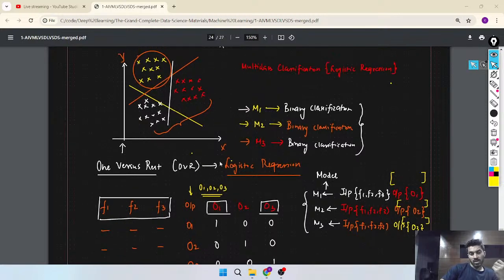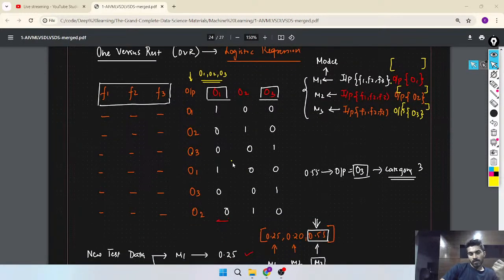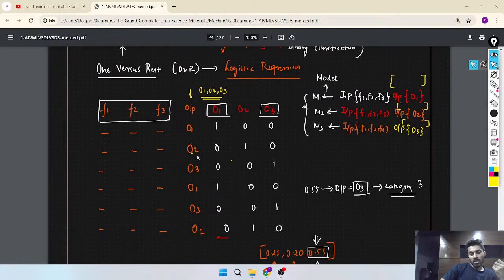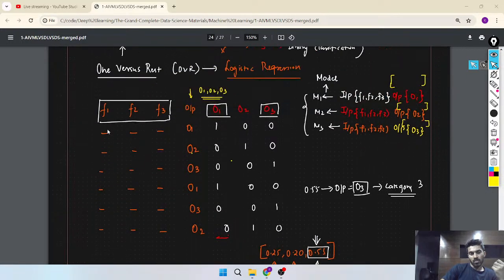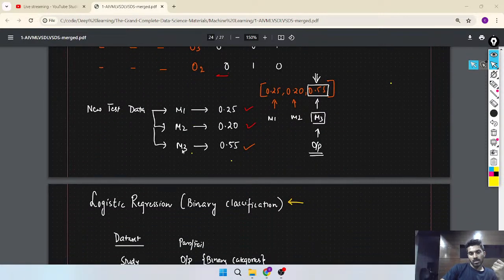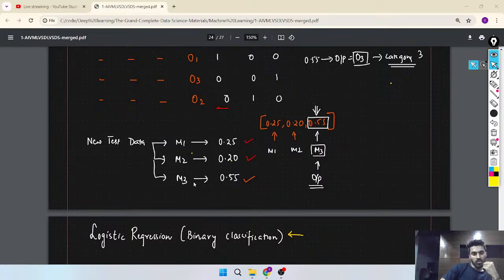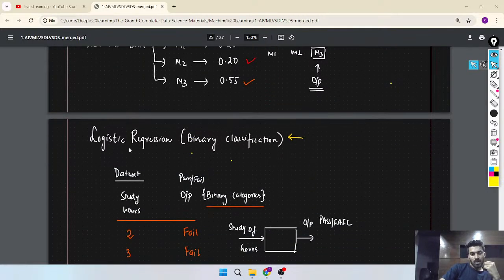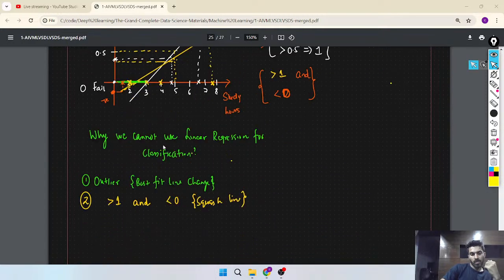One versus rest logistic regression, M1, M2, M3 are there. Outputs O1, O2, O3. New test data, M1, M2, M3. Logistic regression I have already told you.